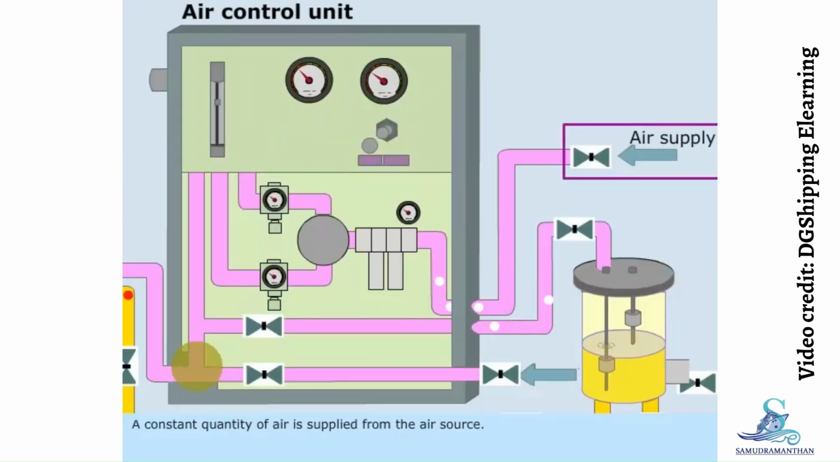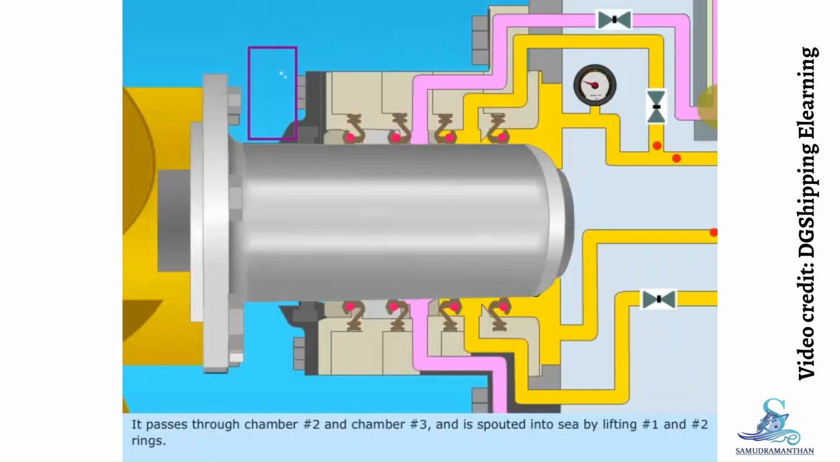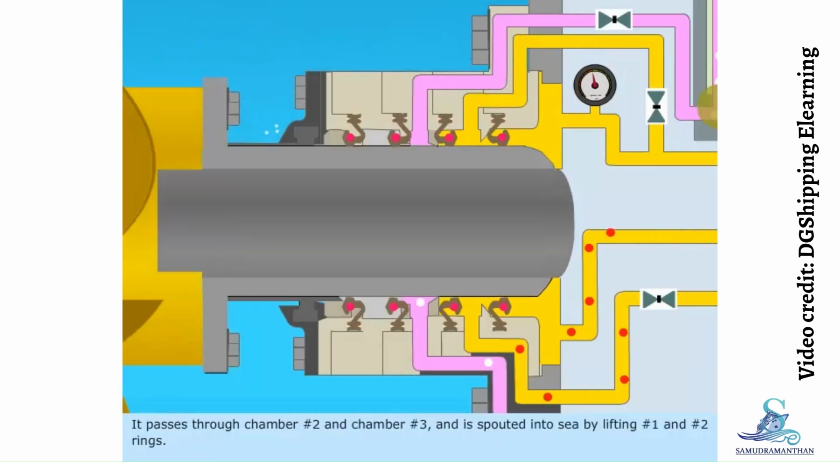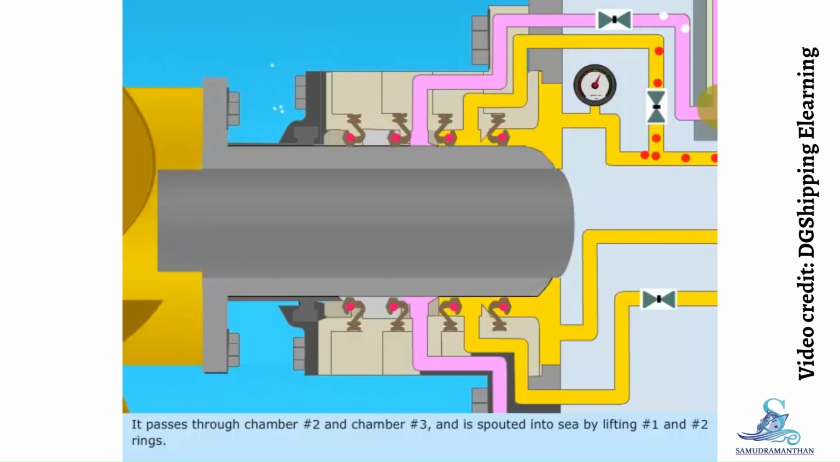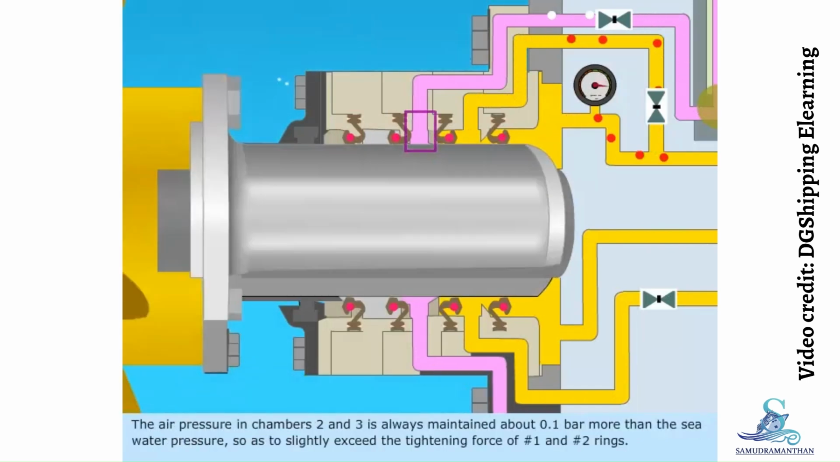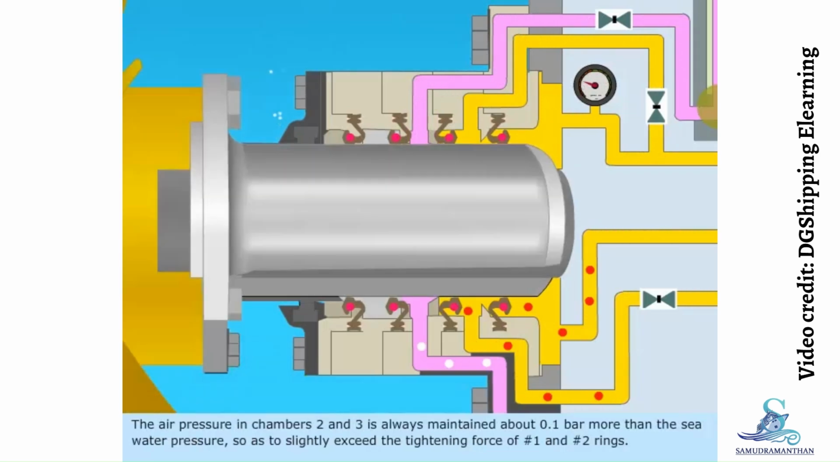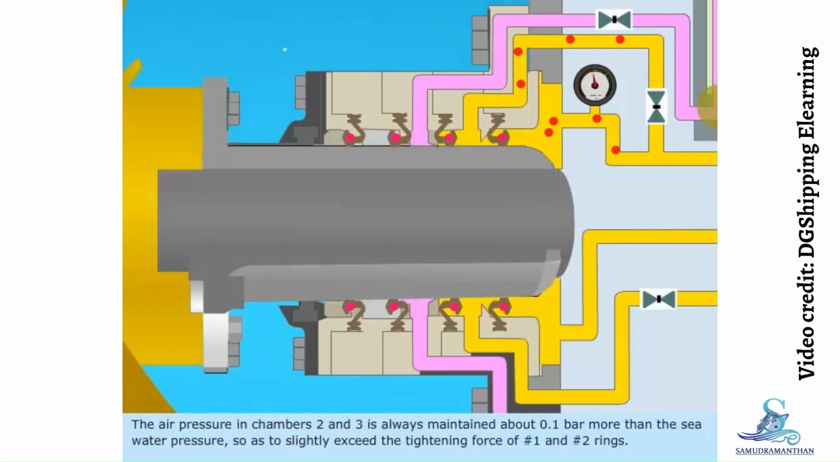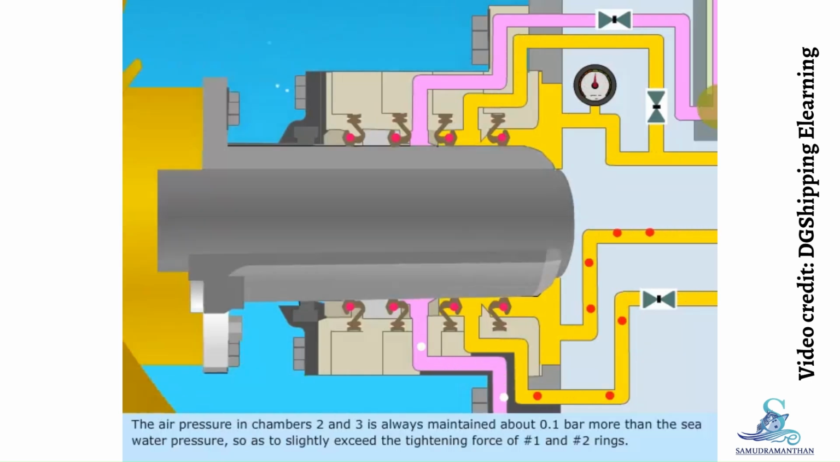A constant quantity of air is supplied from the air source. It passes through chamber number 2 and chamber number 3 and is spouted into sea by lifting number 1 and number 2 rings. The air pressure in chambers 2 and 3 is always maintained about 0.1 bar more than the seawater pressure, so as to slightly exceed the tightening force of number 1 and number 2 rings.